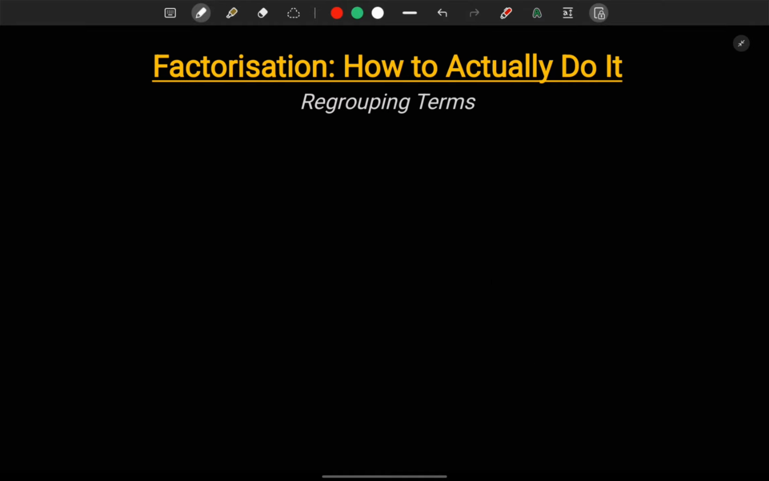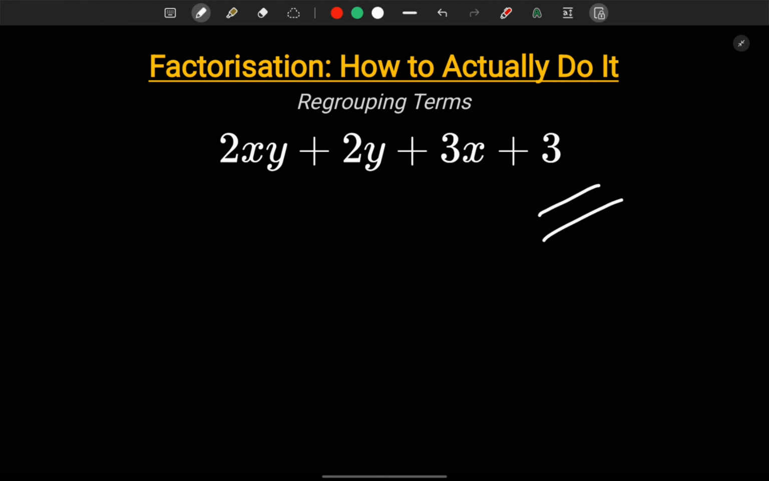Now, let's look at some expressions where there's no single common factor across all terms. In this case, we'll use a trick called regrouping terms. We make small groups that have something in common and then take out a common binomial. If you don't understand what I mean, don't worry, I'll show you an example. Take a look at this problem. We see that there's no common factor between all terms. What do we do? Well, we have to rewrite this expression.